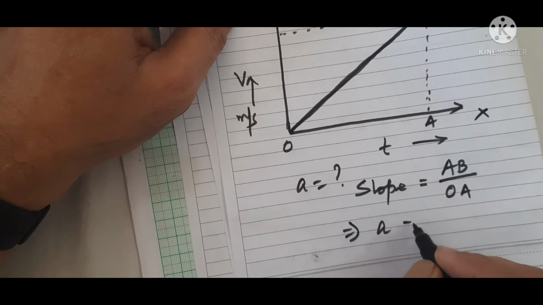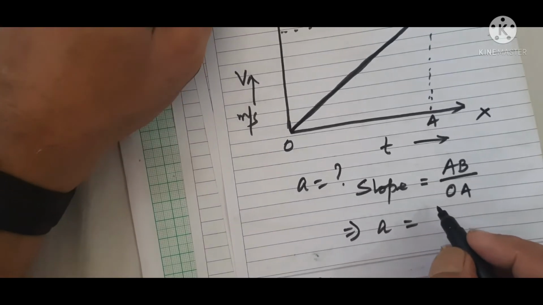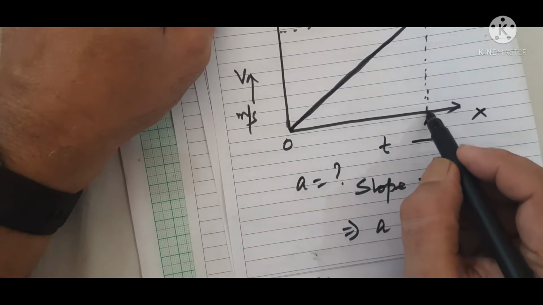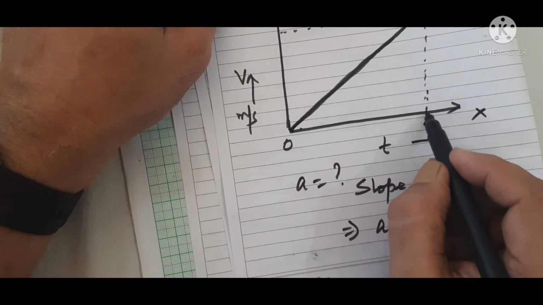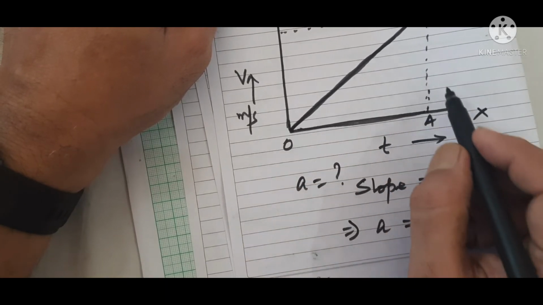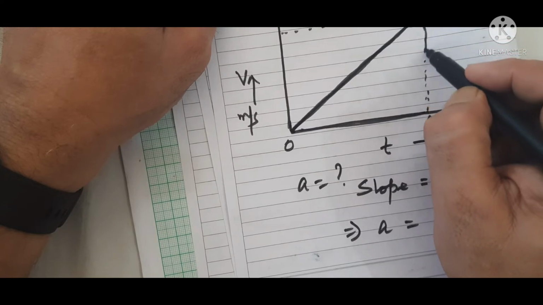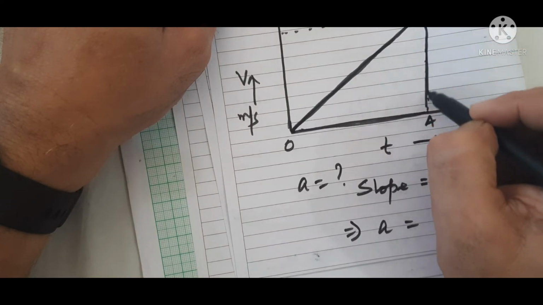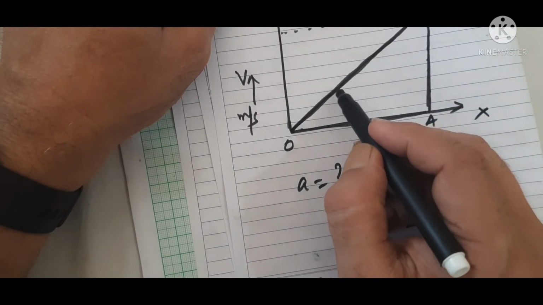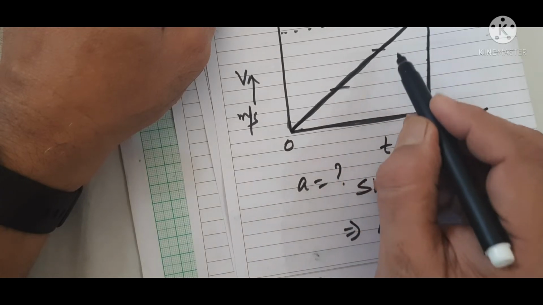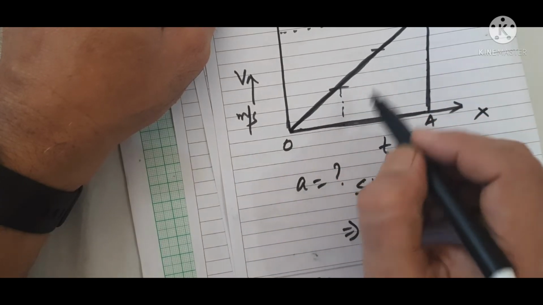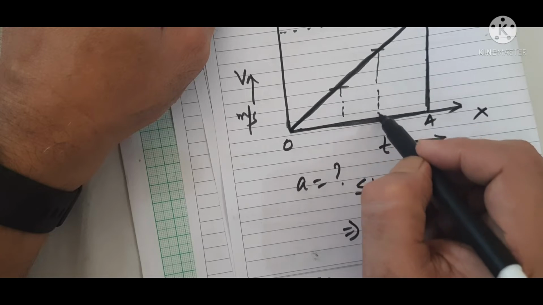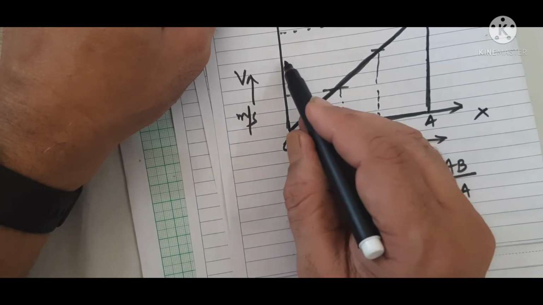So acceleration will be the slope, and that will be here the change in time, whatever value is from here to here, we write that, and whatever value is from here to here, we write that. We can choose any point also. Another way, choose any point and like that.